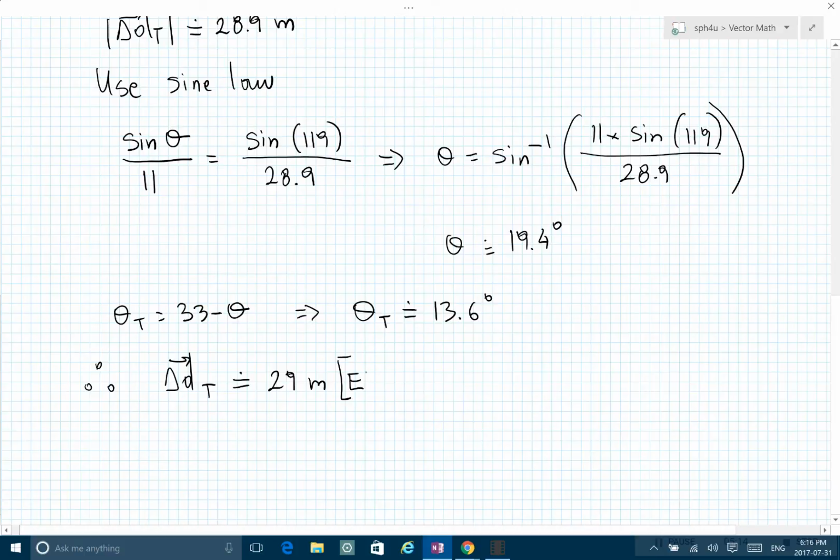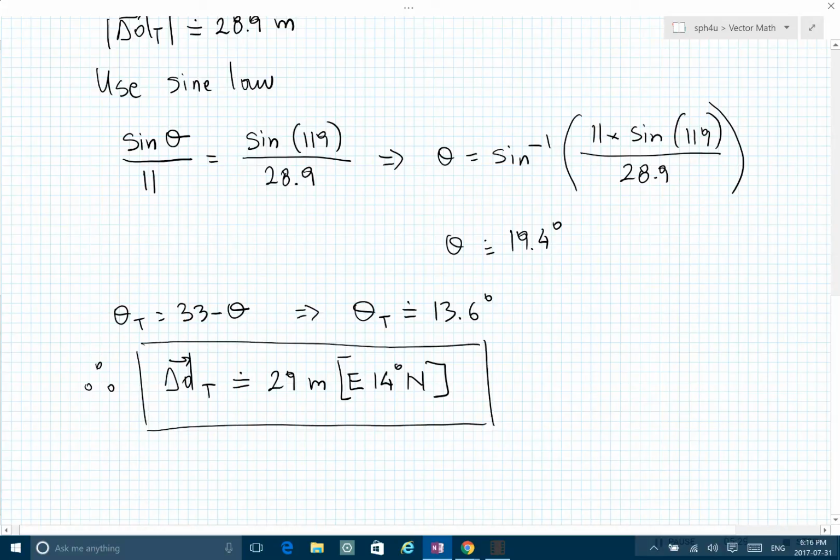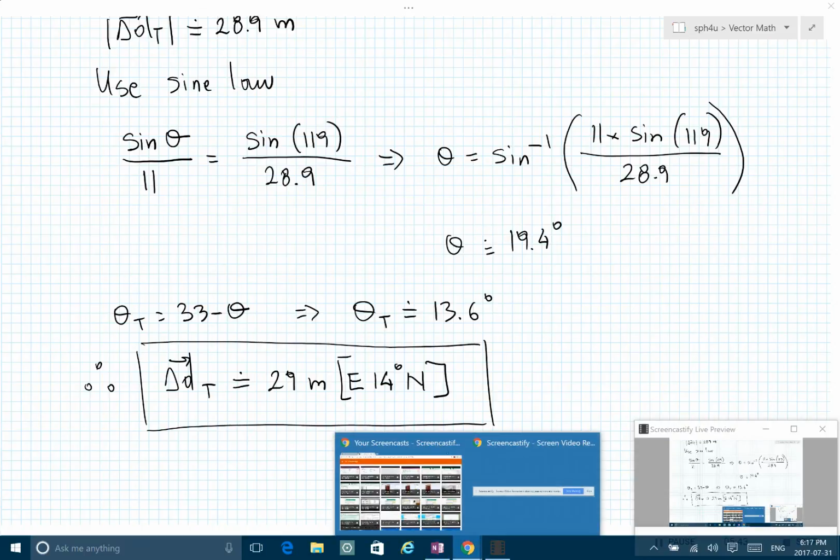So now we can report it. Again, it's east 13.6. Actually, we're going to use two significant digits, so we're going to make it 14 degrees north. And here is how we find the sum of two vectors using the graphical method, or the triangle method. The next step is going to be the component method. So we're going to use the same vectors, and we're going to see how to use component vectors.